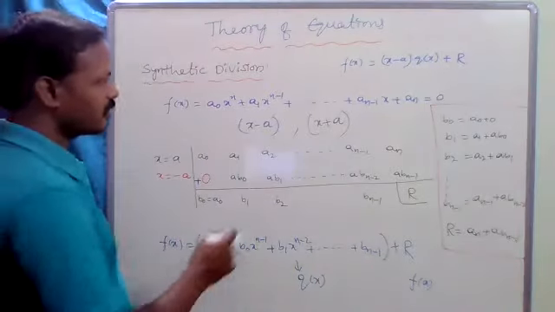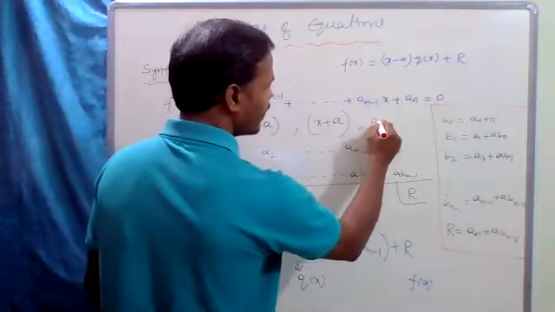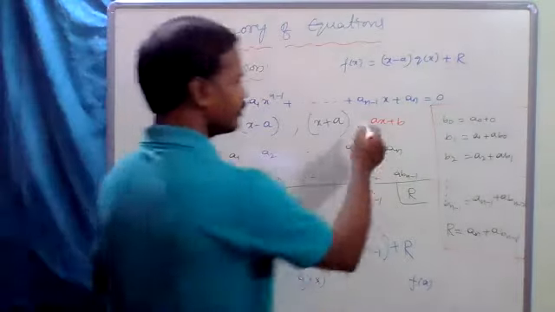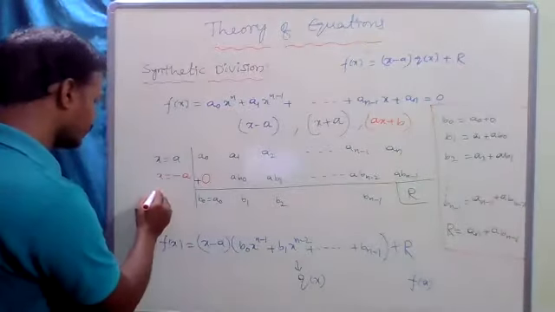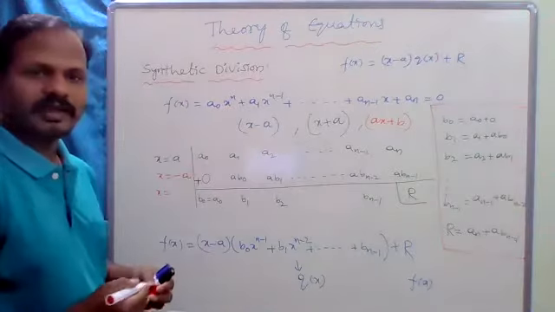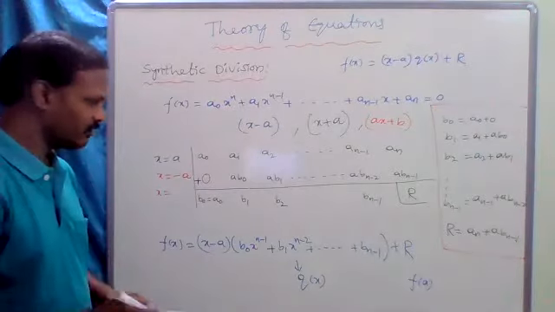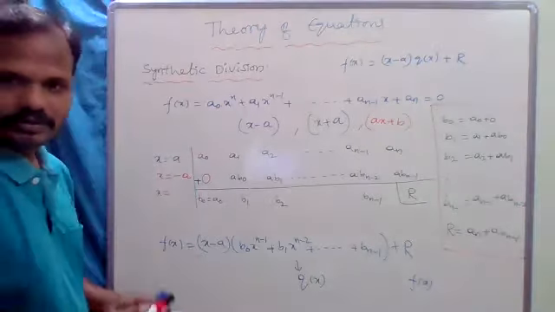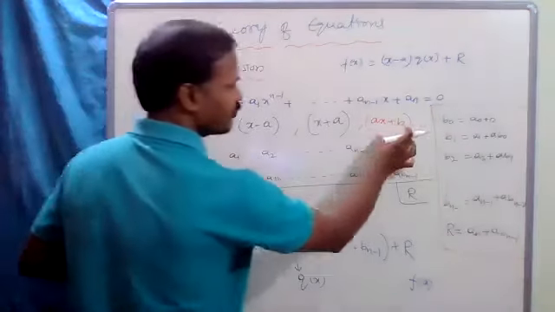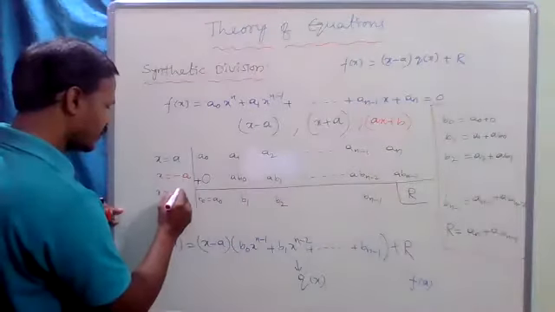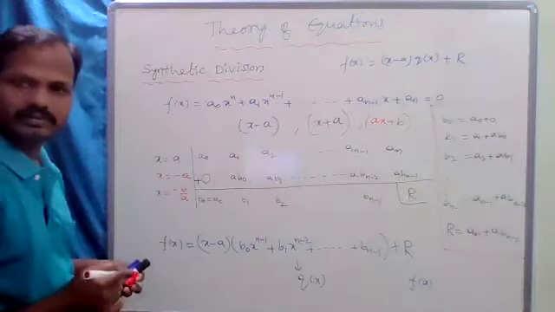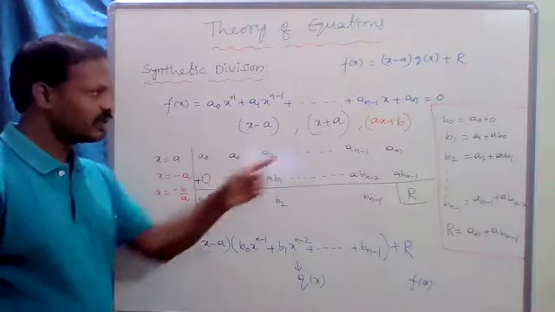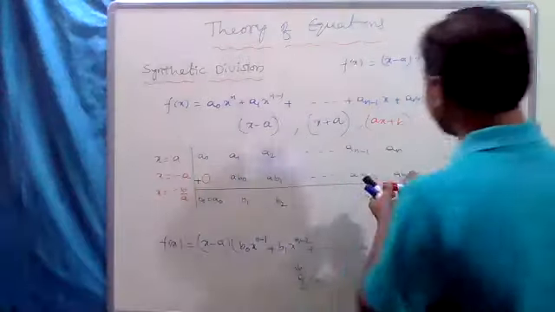Suppose you make this division with ax plus b, then what do we have to take here? Good, minus b by a. Because if you make it 0, you will get x equal to minus b by a.